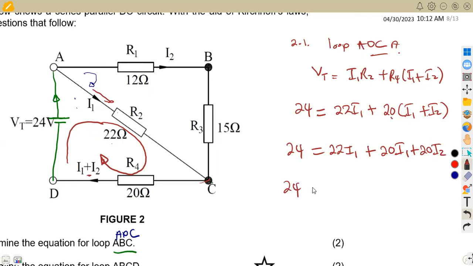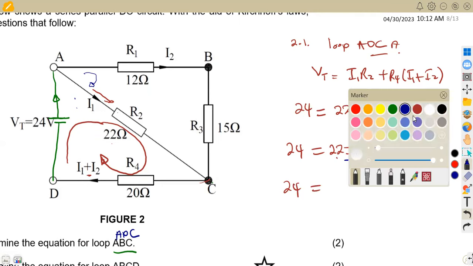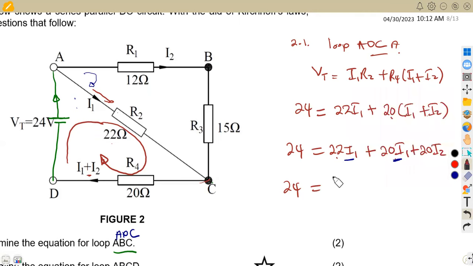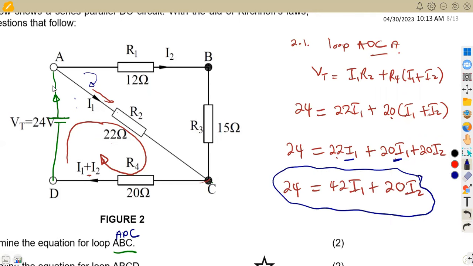So collecting like terms, we are going to have 22 I1 and 20 I1 added together. So this is going to give us 44. So we are going to obtain 42, not 44, but 42 I1 plus 20 I2, like this. All right, so this is from the voltage source, from the loop ADC, from this loop, but you take the direction, you take it from the positive side. So I took this one from the positive side.